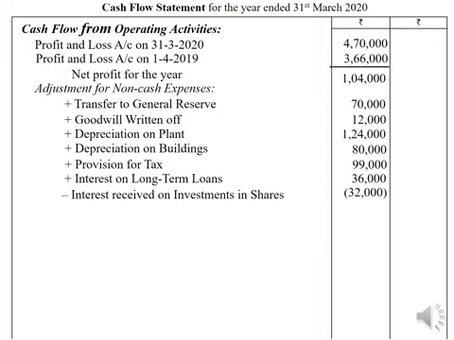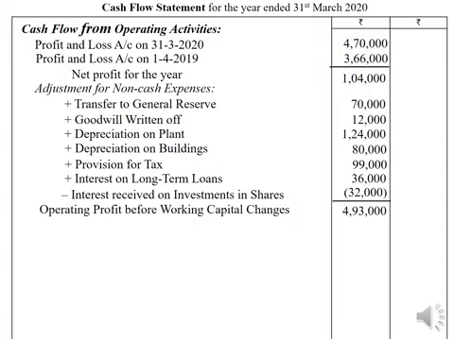It is non-cash, non-operational income. Therefore, it should be deducted from net profit of the year. So balancing these things, we get 4,93,000 as operating profit before working capital changes. Make adjustments for current assets and current liabilities changes.